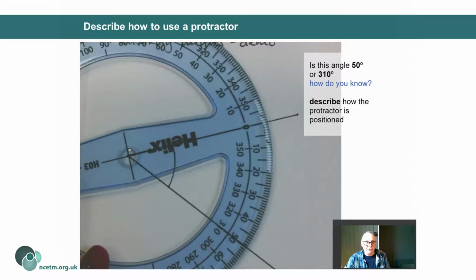Again, in our school, we like to use 360 protractors, full turn protractors, as well as half turn protractors, just to give that different experience. But the ideas are the same. How are you placing that protractor on? How do you know that this is an angle of 50 degrees or 310 degrees? Get the students to actually explain how they know it is. Get the students to be able to describe the way in which the protractor has been placed in order to read this angle.